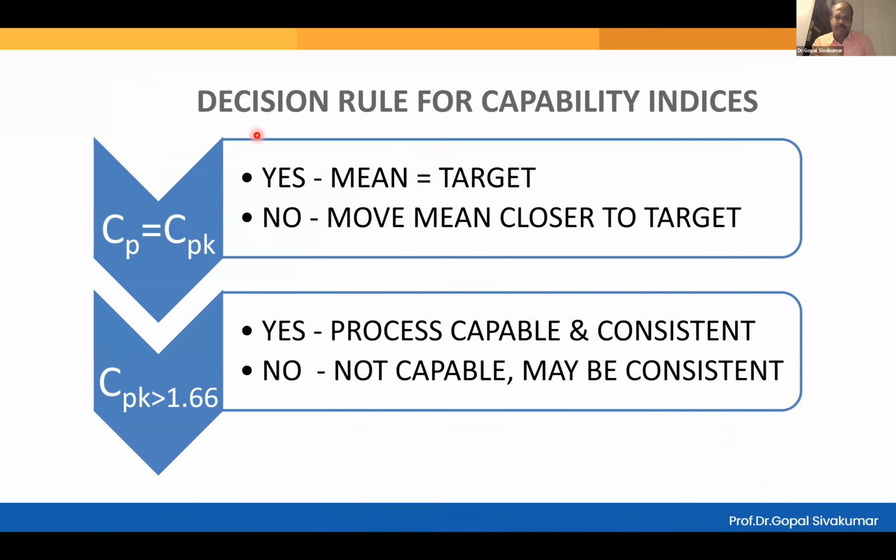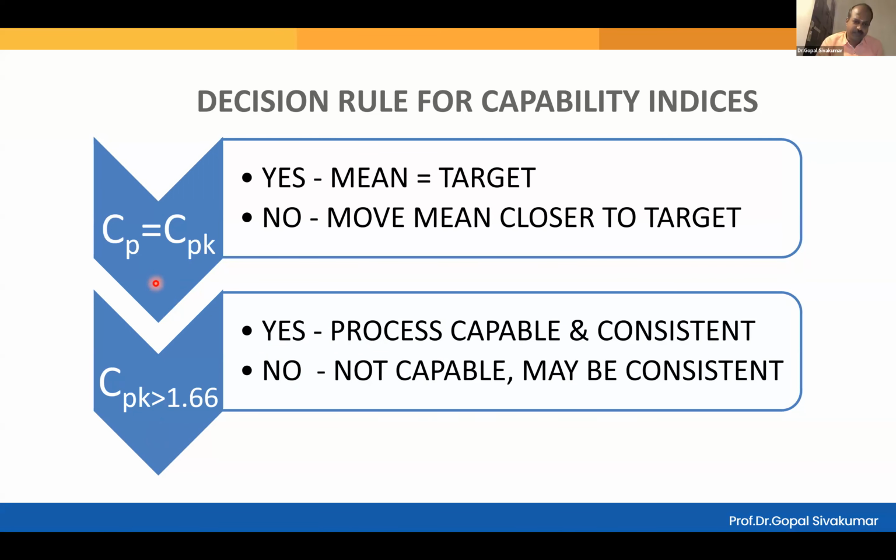If Cpk is more than 1.66, if the condition is satisfied, the process is capable as well as consistent. If the condition is not satisfied, the process is definitely not capable. Definitely not capable means there will be rejection. However, consistency may or may not be there. But if you want to comment about the consistency, you can look at Cp. So what is the purpose of Cp? To understand consistency. But if you want to understand the capability, you must look at Cpk only.